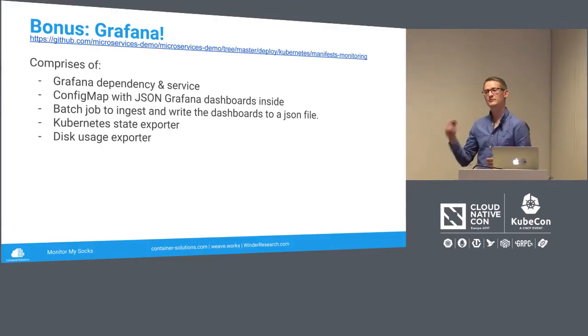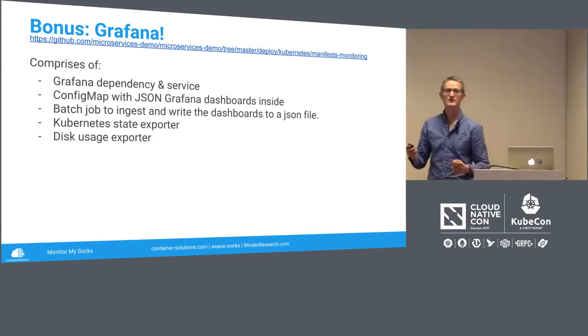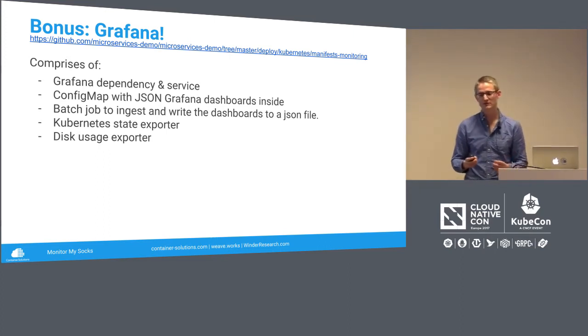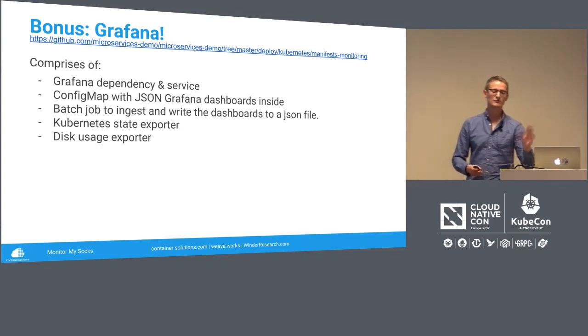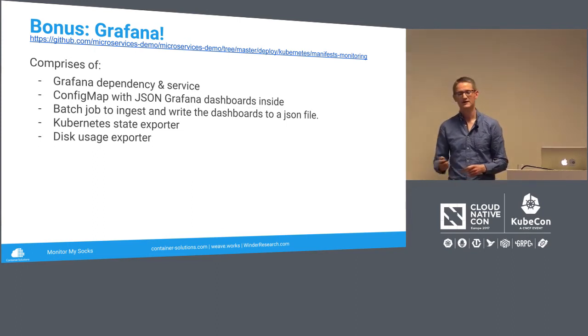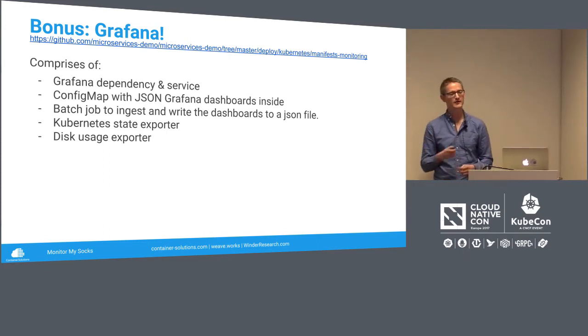So once you've got Prometheus deployed, what do you do next? The next thing to do is to start thinking about what you would like to do as an engineer or as a business. But we've gone through some examples with the sock shop here. So the first one is Grafana. Grafana is a dashboarding tool, often comes with Prometheus, and it's very cool. I won't go through all the details, but you can have a look in the repo.